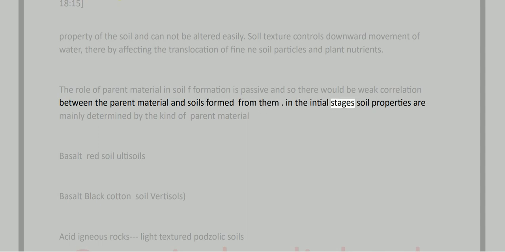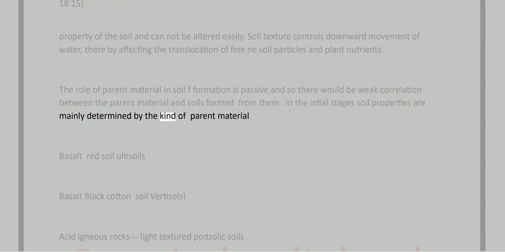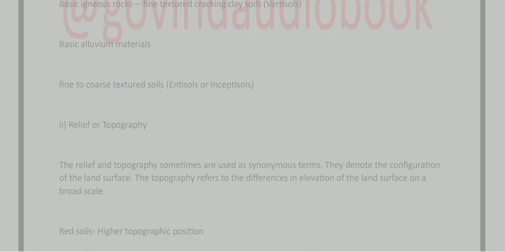In the initial stages, soil properties are mainly determined by the kind of parent material: basalt, red soil, alfisols; basalt, black cotton soil, vertisols; acid igneous rocks, light textured podzolic soils; basic igneous rocks, fine textured cracking clay soils, vertisols; basic alluvium materials, fine to coarse textured soils, entisols or inceptisols.